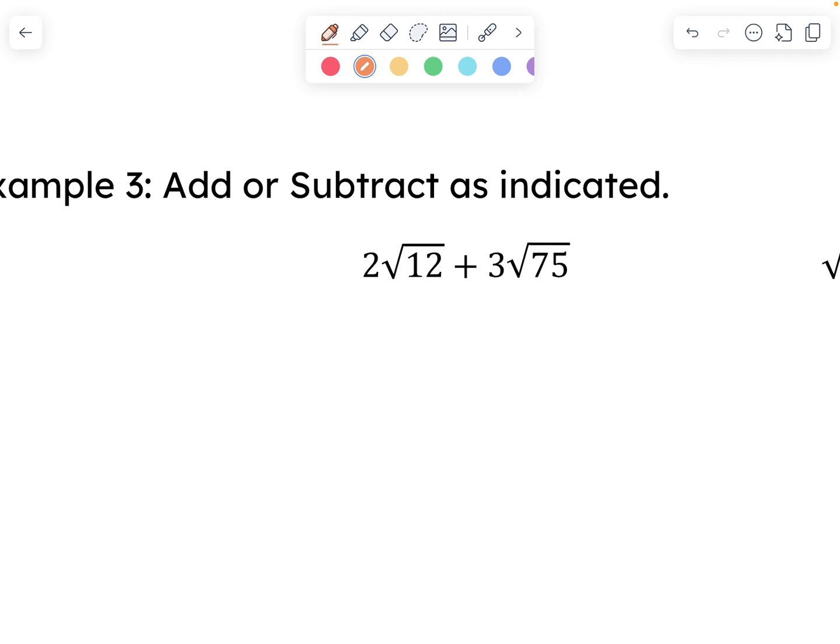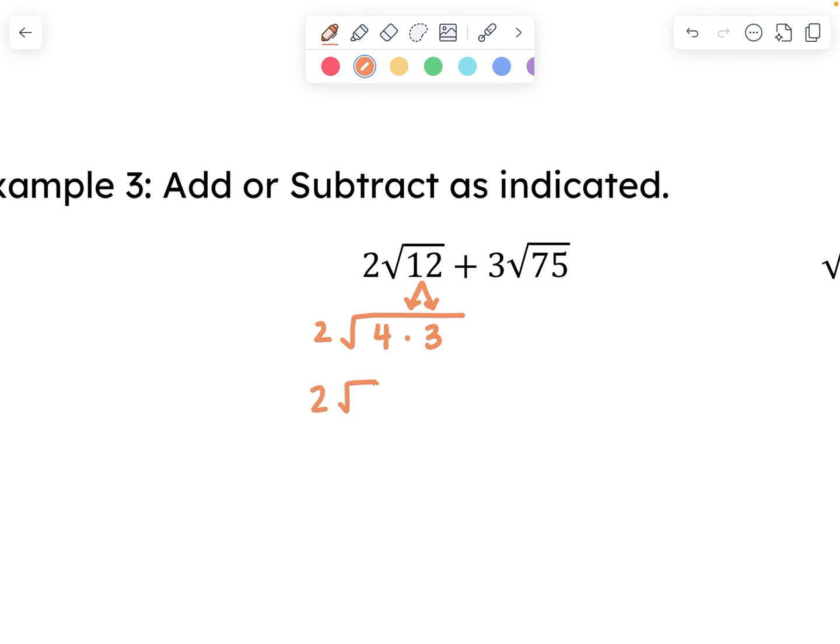So I'm going to start with my 12, and I'm going to break that down. So I'm going to think about all the things that multiply to 12. I could do 2 and 6, but neither of those are perfect squares, so that's not really going to help me. So I'm going to go with 3 and 4 because 4 is a perfect square. So make sure you're being strategic about what numbers you use.